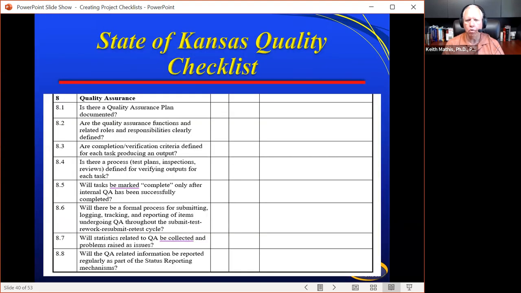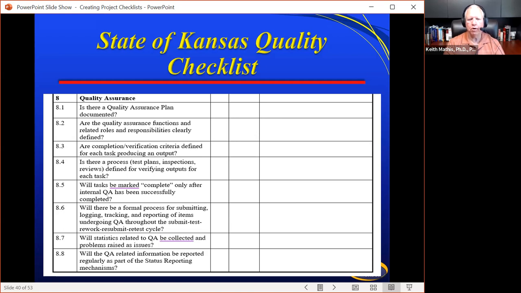Now, State of Kansas quality checklist. This was from their startup checklist, and this is the section on quality assurance. You'll notice that they've got several questions here on quality. Is there a quality assurance plan documented? Are the quality assurance functions and related roles and responsibilities clearly defined? Are completion or verification criteria defined for each task producing an output? Is there a process, test plan, inspection, review defined for verifying outputs for each task? Will tasks be marked complete only after internal QA has been successfully completed?